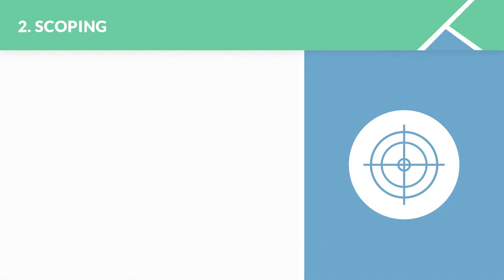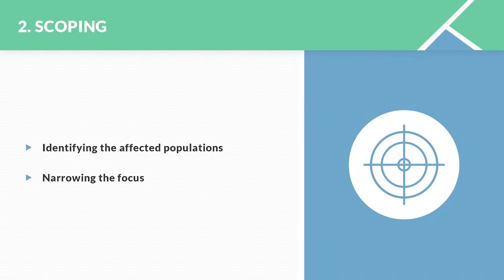Next is scoping. This is where you establish a blueprint for your analysis by identifying the affected populations and narrowing the focus of the process down to a manageable set of health effects to be considered in detail. Involvement of MCH professionals and stakeholders at this step will help ensure that your perspective, along with relevant indicators and outcomes, are included.